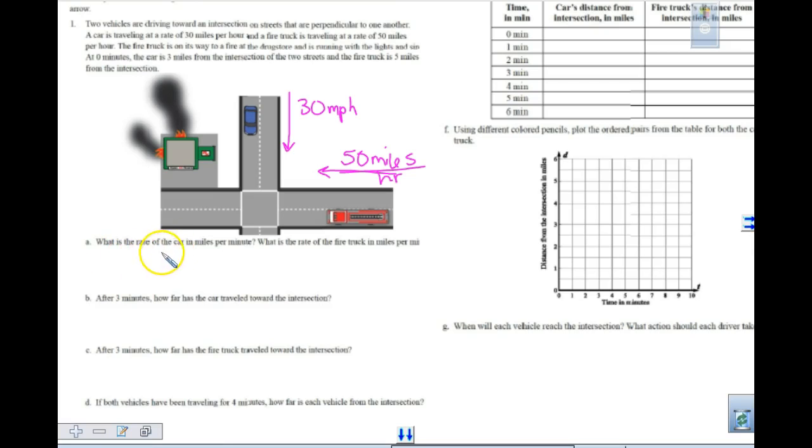When we do unit analysis, the first thing it says is, what's the rate of the car in miles per minute? And this is what I need for you to show me. We're going to have our car, and the car was actually going 30, and yes, I want you to write it out like this, miles per 1 hour. That's what it means when you see miles per hour, right? It's a rate, miles per hour. Write that down.